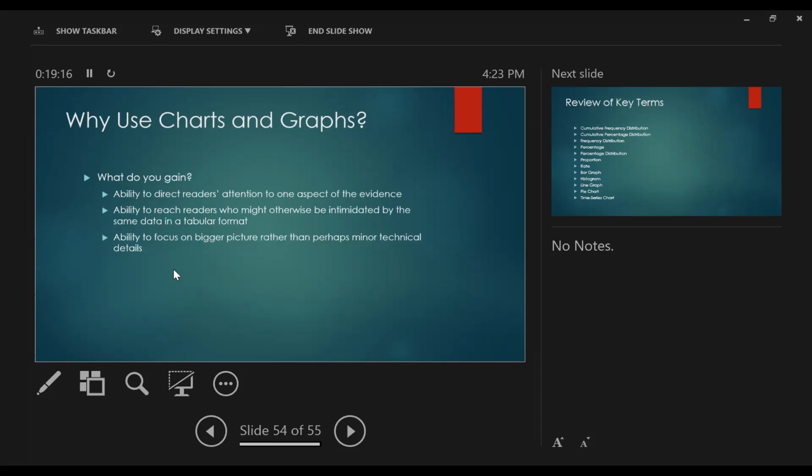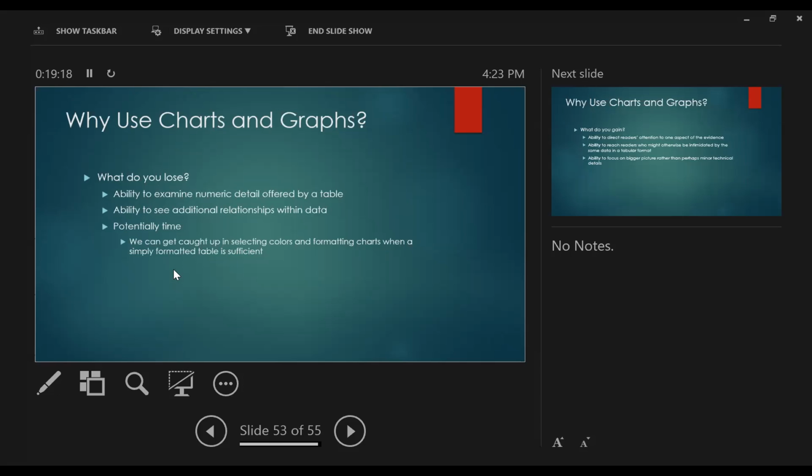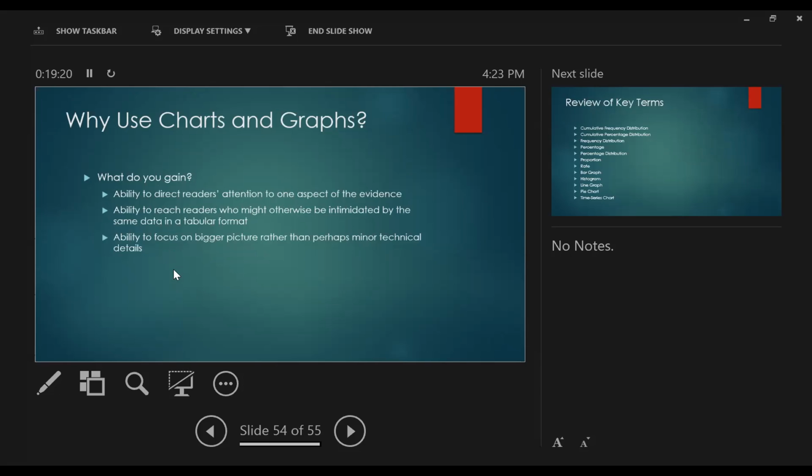And here's some of the things that you do gain. What do you lose, right? And what do you gain? You can get your reader's attention immediately. You're able to focus on the larger picture rather than granular data, right? Looking at just one number in a table can make you lose sight of the forest for the trees. So it's easier if you end up displaying it via graph. Okay. So that's one of the reasons why it's helpful to use.